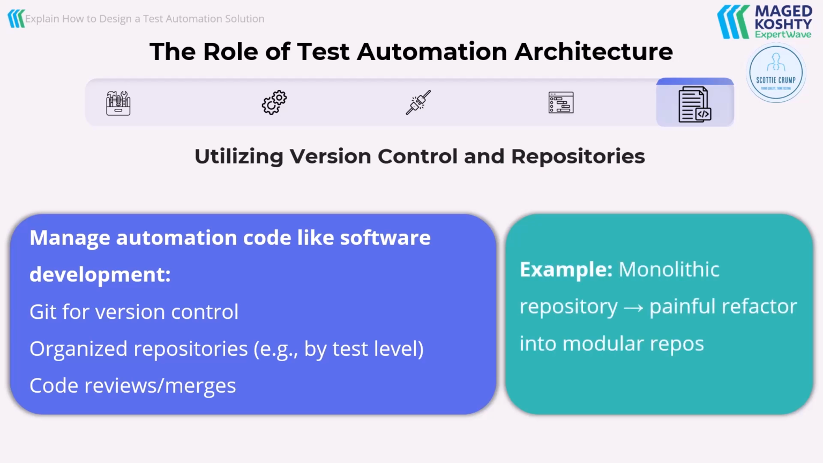On one project, we didn't properly plan our repository structure, and we ended up with a monolithic repository that became unwieldy as the project grew. We had to refactor it into multiple repositories organized by test level, unit, API, and UI, and it was a painful process.